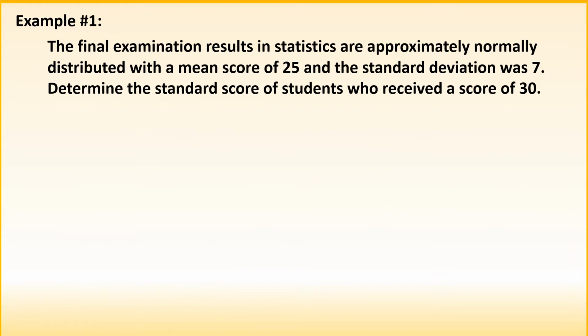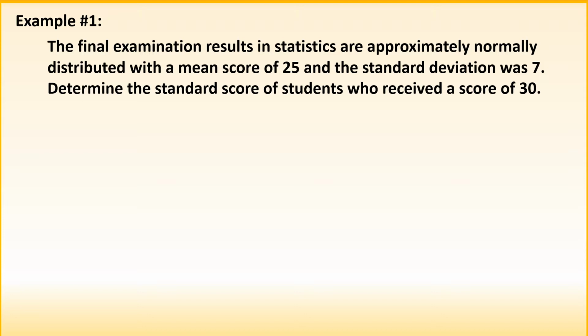Let's have your problem number 1. The final examination result in statistics are approximately normally distributed with a mean score of 25 and the standard deviation was 7. Determine the standard score of students who receive a score of 30.